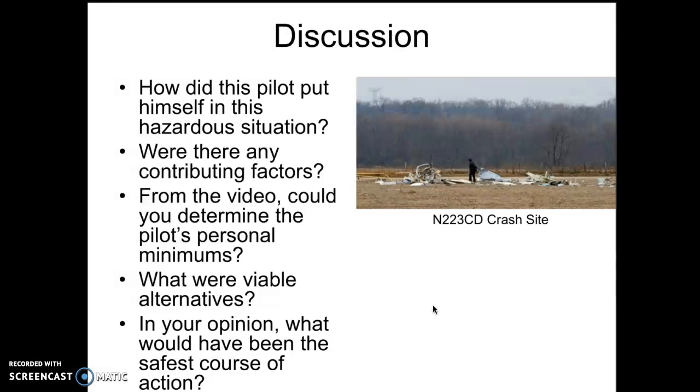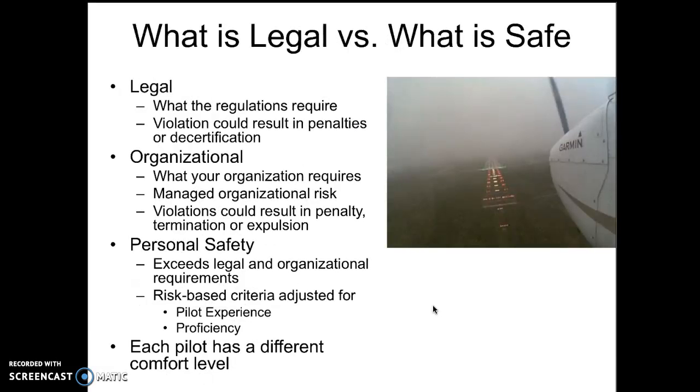There's an "In Too Deep" Air Safety Institute crash that AOPA put together, similar to the case study one that we watched. We're going to go over this another time, so I'm not going to go into this accident. But talking about personal minimums, we have to understand a difference between what is legal versus what is safe.